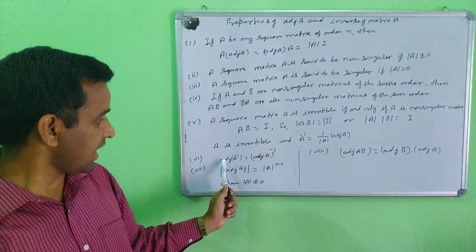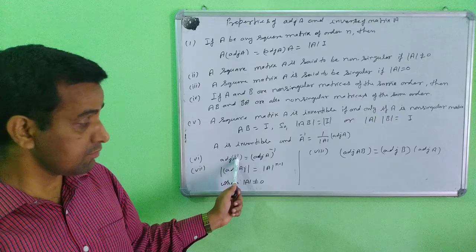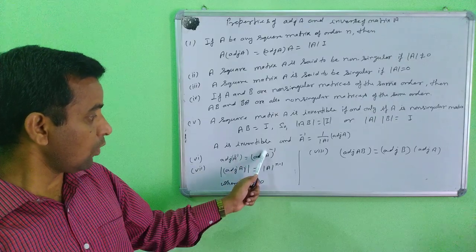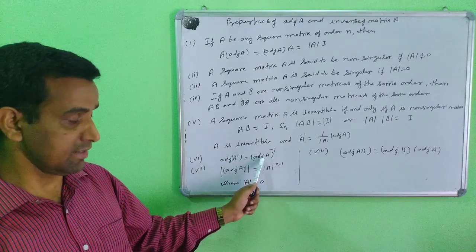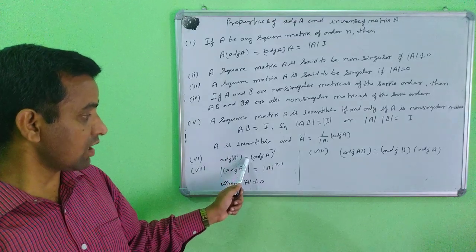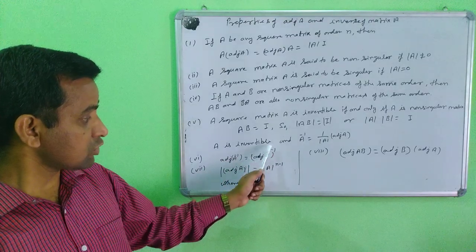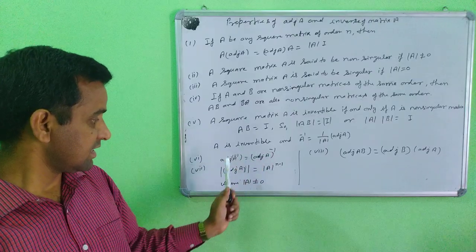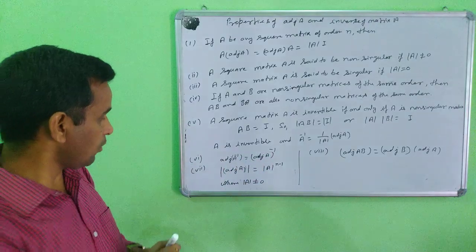Sixth property: the inverse of adjoint A equals the adjoint of the inverse of A. Both will be the same. The adjoint inverse of the matrix equals the inverse of the adjoint of the whole matrix. Next, this is an important property.